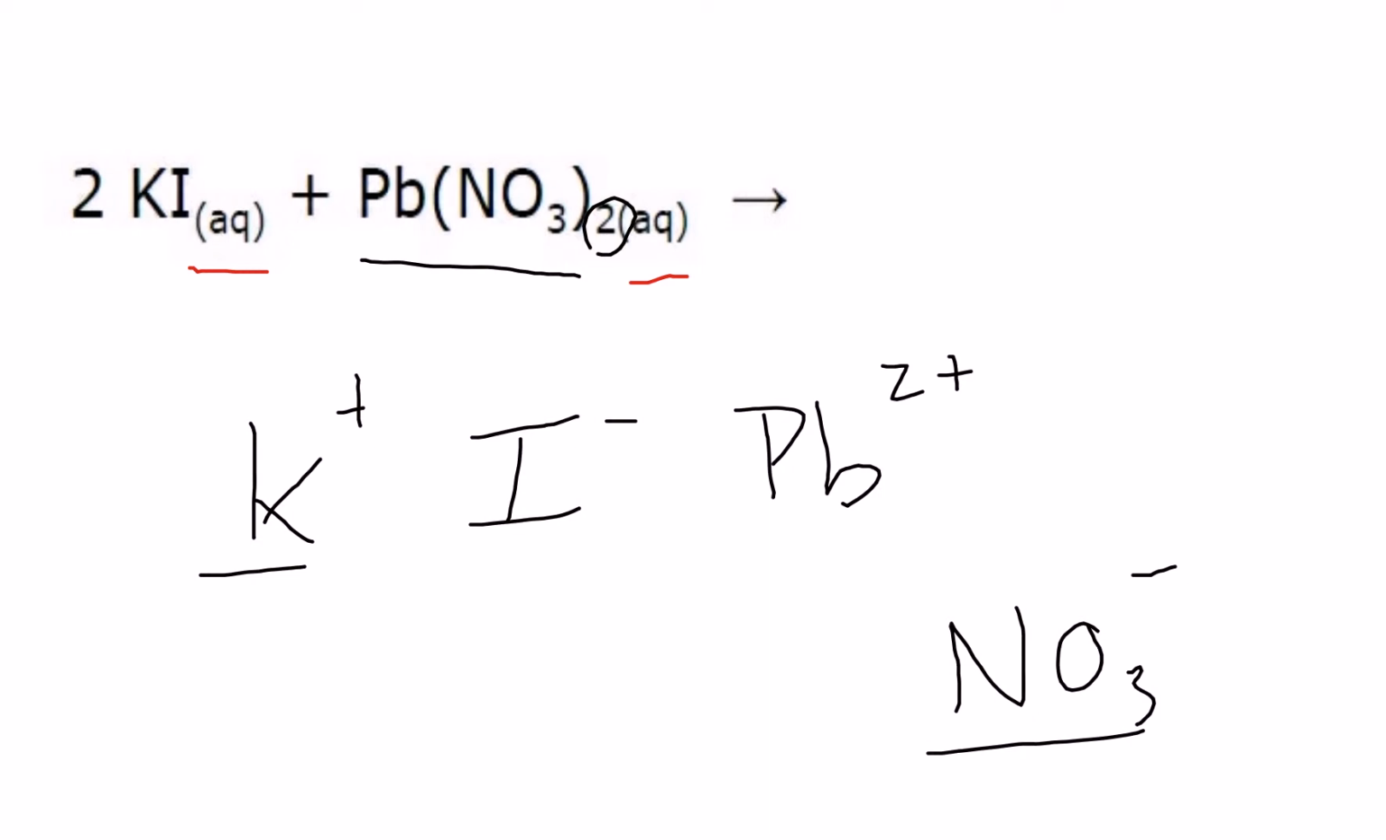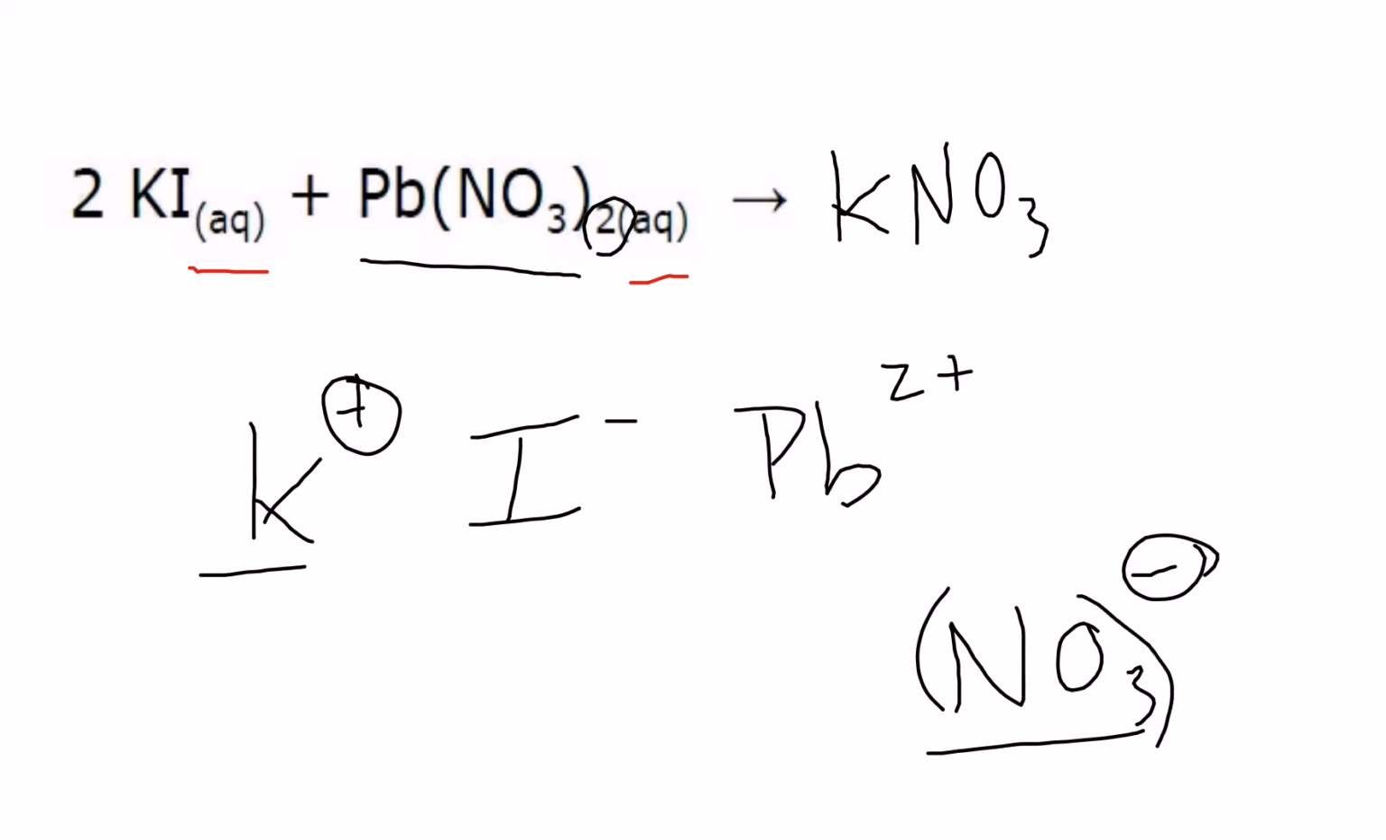So one of the things that I'll have is KNO3, and that's how I would write it, because a plus and a minus charge would cancel each other out. So I need one potassium and I need one nitrate. Remember, the nitrate comes bundled together. It's NO3. We do not break apart those oxygens and nitrogens.